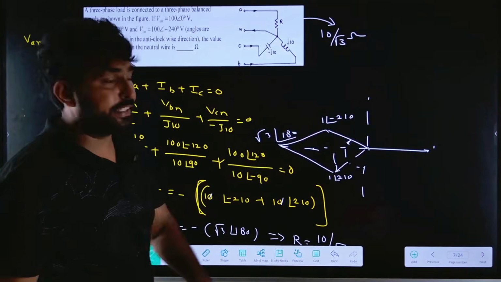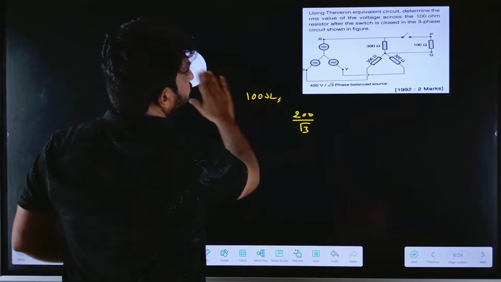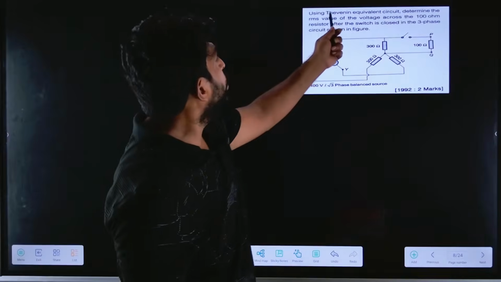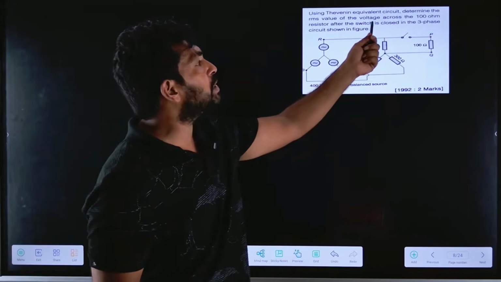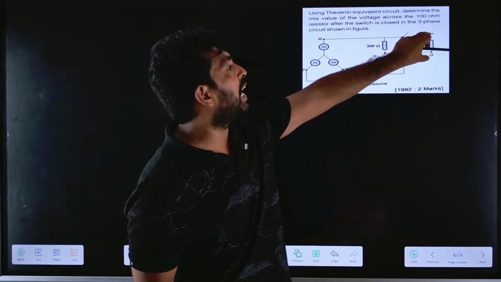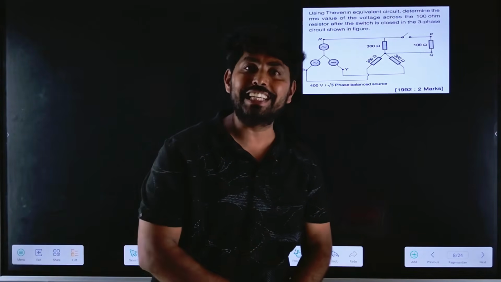So let us solve the next question. How can we solve this question? See here. Using the Thevenin's equivalent circuit, determine the RMS value of the voltage across the 100 ohms. So we need to find the RMS value of the voltage across 100 ohms using the Thevenin's equivalent circuit.